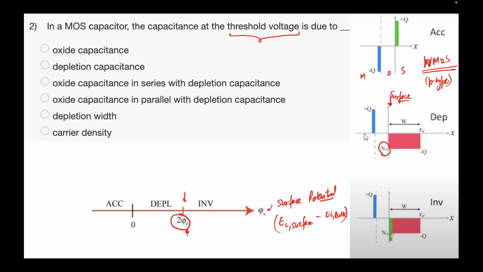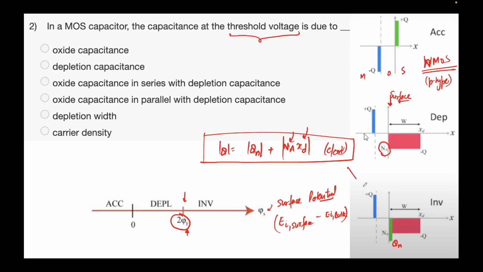So Q has to be balanced by this negative sheet, which let's say I'm calling Qn. So the magnitude of Q has to be equal to the magnitude of Qn plus this block here, which I'm writing as Na times xd. The units are coulombs per centimeter square. Remember, this is cm^-3, you multiply it by centimeter, so coulombs per centimeter square. This is how the charge balance equation will look for inversion, that is for this part.